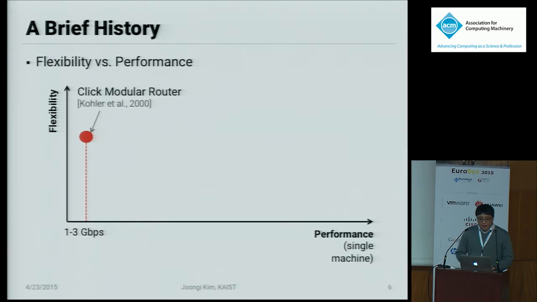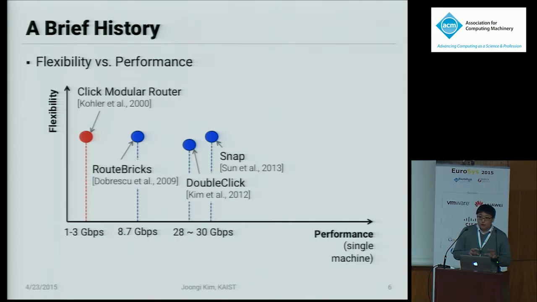Now, what came after Click? There were a number of approaches to improve Click's performance. RouteBricks has introduced support for multi-queue network cards and horizontal scaling, and thus first passed the 10 Gbps wall with clustering. DoubleClick has introduced computation batching to Click and further improved the performance. Snap has introduced GPU acceleration to Click. On the other end, PacketShader has demonstrated the potential of GPU acceleration for routing and IPsec encryption. It was the first to reach beyond 40 Gbps on a single machine.